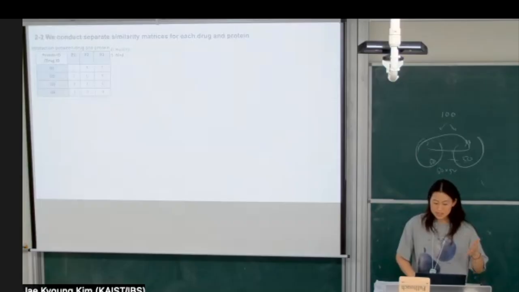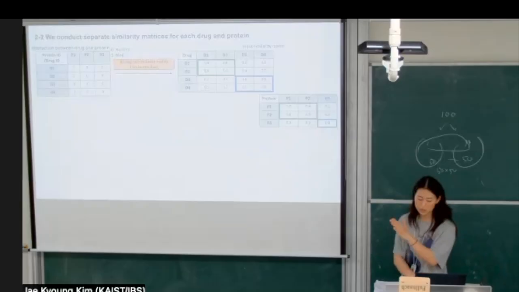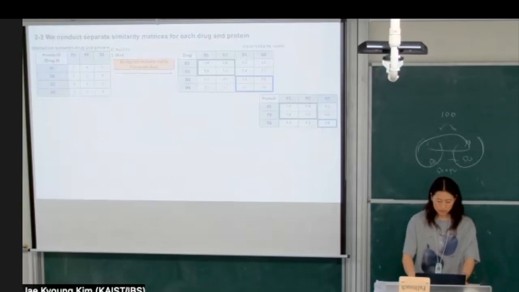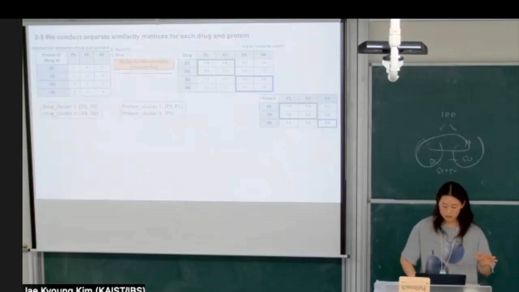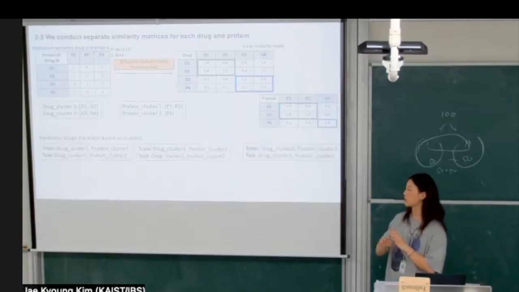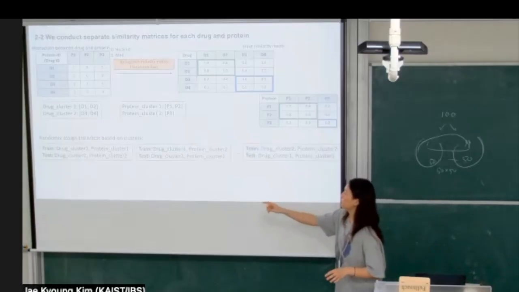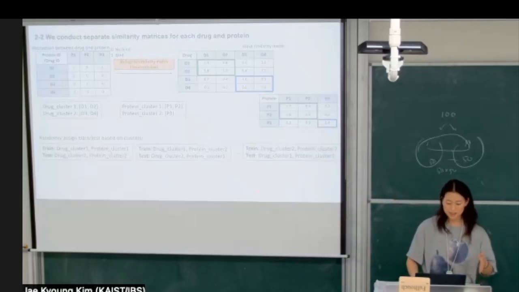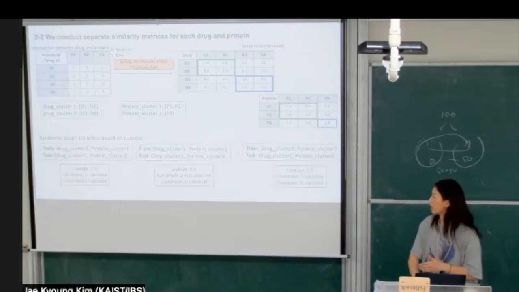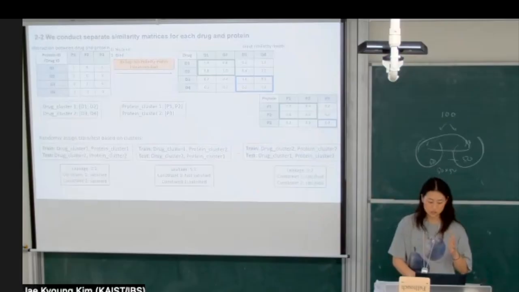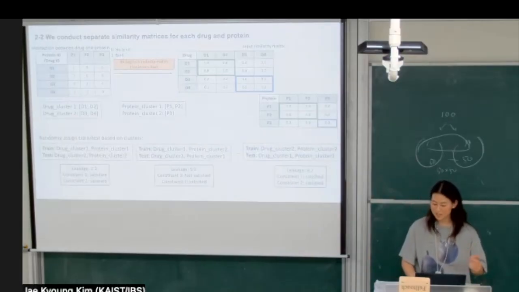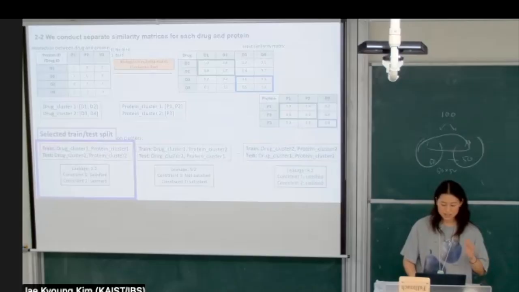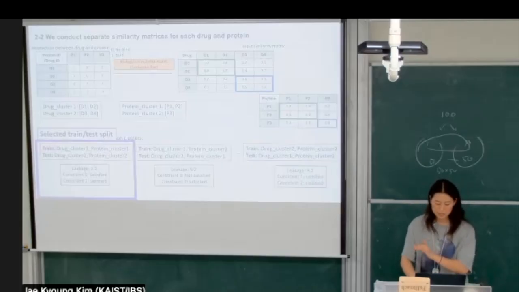So we repeat the same thing. First, we get the similarity matrix, but we do it separately for drug and protein. And then we cluster again. Then they assign train and test based on the clusters. They put all the possible train test splits, get the leakage again, and make sure the constraints are correct. So this is just a repetition. And then let's say we select this train test split.